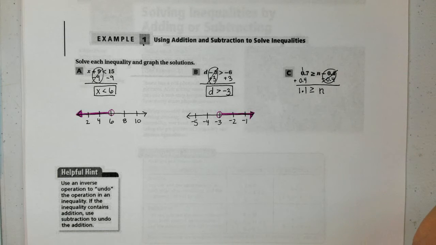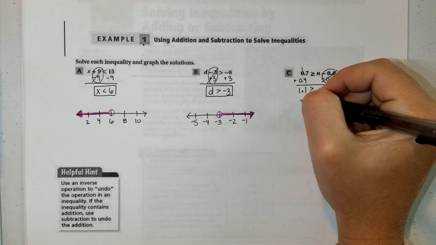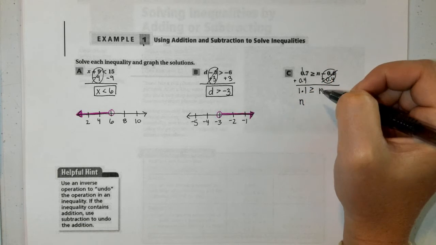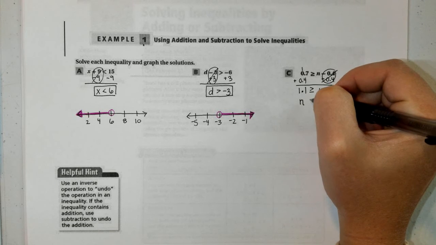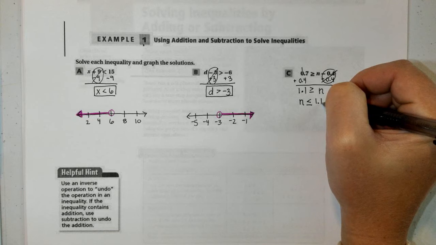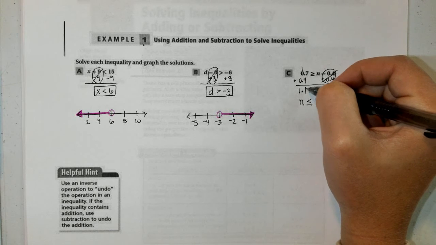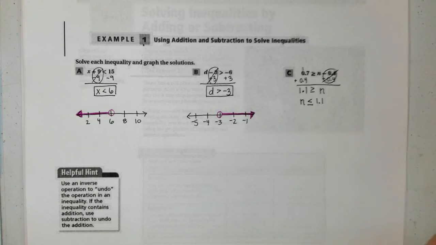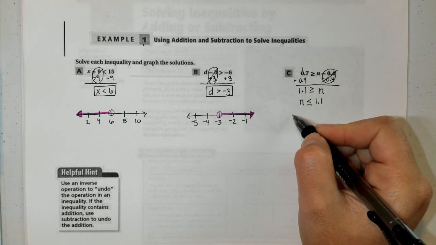Then we're going to flip our inequality so that n comes first. My inequality changes to go the other direction, and then I have 1.1. Remember, the inequality is still opening to this 1.1 because it's bigger. We didn't change the value of it. So it reads n is less than or equal to 1.1.